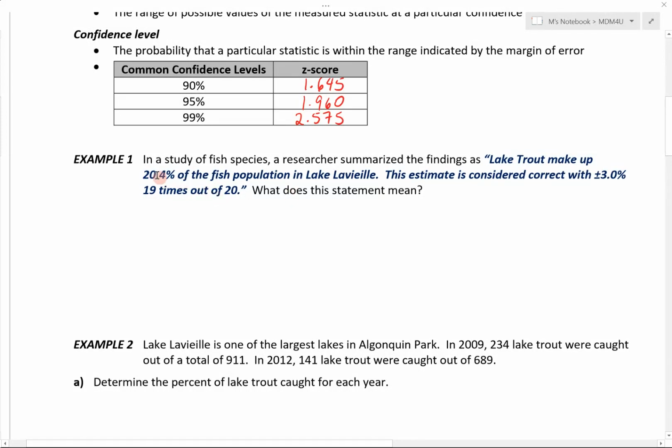So again, 20.4% plus or minus 3. So it could be 23.4%, or it could be as low as 17.4% of the fish population made up of lake trout. And this researcher can be confident that this will be the case 19 times out of every 20 samples that he takes.